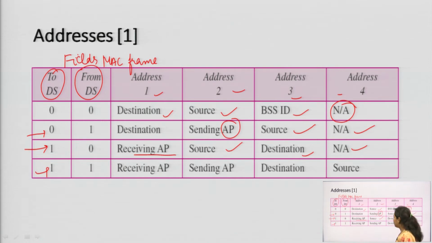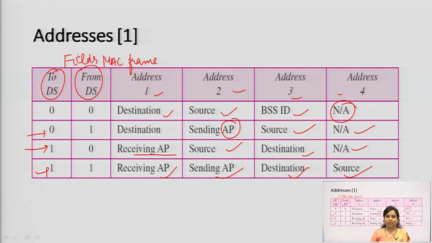From DS is 1, then this is the receiving AP, that is the receiving access point, this is the sending access point, this is the destination address, and this is the source address which has been written over here. So, this is the case for the address condition.